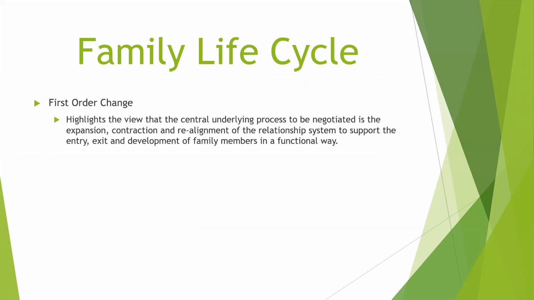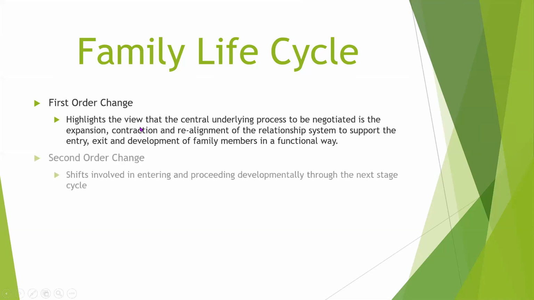So there are two order changes in the family life cycle. The first order change highlights the view that the central underlying process to be negotiated is the expansion, contraction, and realignment of the relationship system to support the entry, exit, and development of family members in a functional way. The second one is the second order change, which involves shifts in entering and proceeding through the next stage of the cycle.